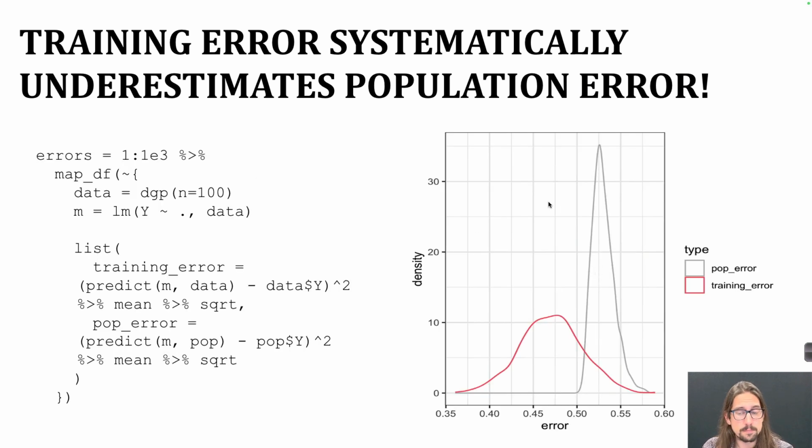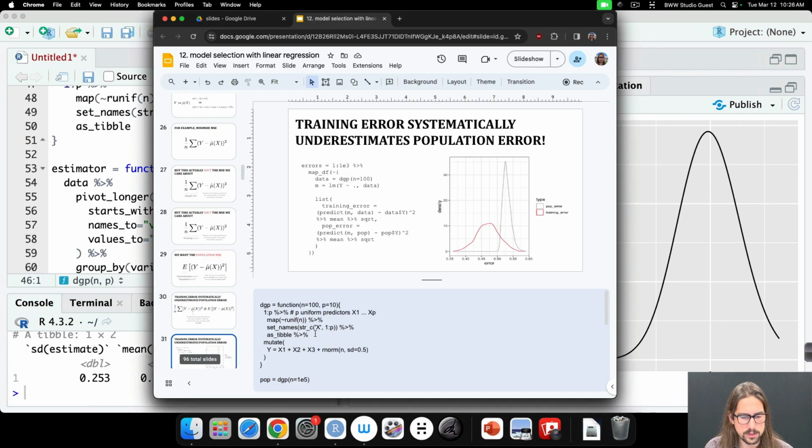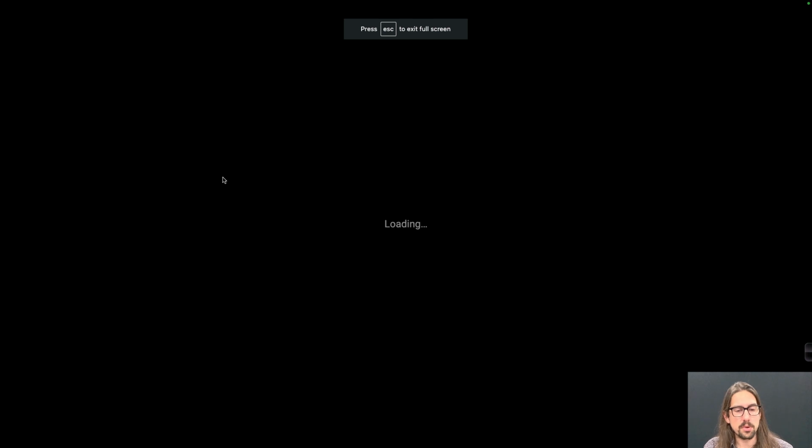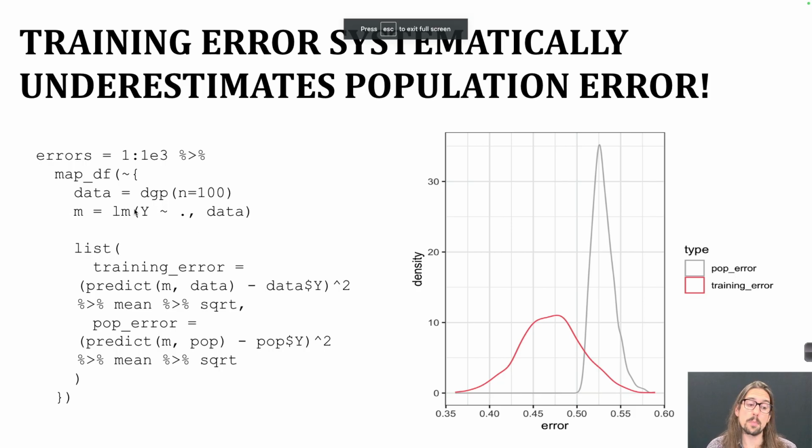And in fact, you can see this in simulation. So what I'm doing here is I am sampling from some data generating process. If you want to see exactly, it's in the notes for the slide down here. But I'm sampling from some data generating process which has X and Y. I'm regressing Y onto X. I'm calculating the training error by predicting on that data and subtracting off the observed outcome and squaring it. So that's the training error. And I'm calculating the population error by using this population data set that I generated outside of this code.